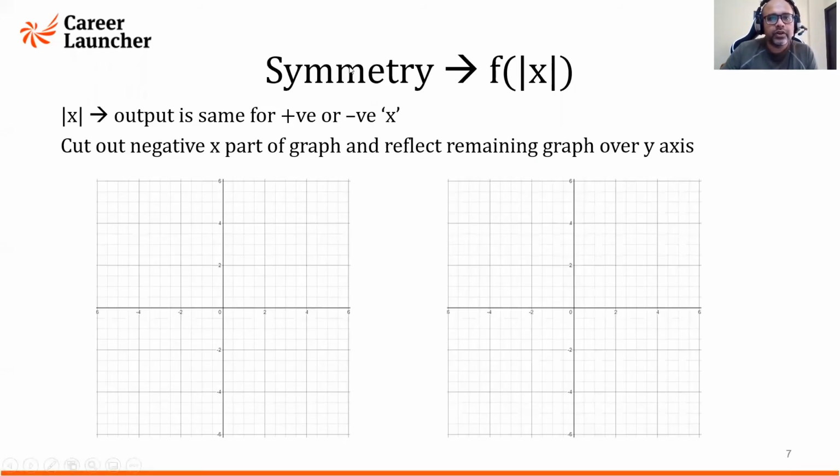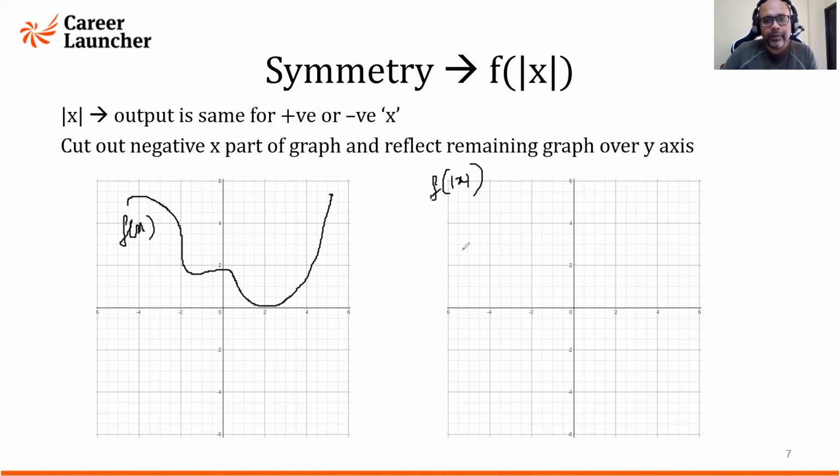Okay, so if I take a graph, I'm drawing a random graph. Let's draw a graph like this. Now, if I draw a graph like this, this is my f of x. I want to find f of mod x. So my right side part of the graph is supposed to remain the same. So I will draw the graph like this. I'm trying to make it as symmetrical as possible. I didn't draw it perfectly, but yeah, it is more or less the same graph.